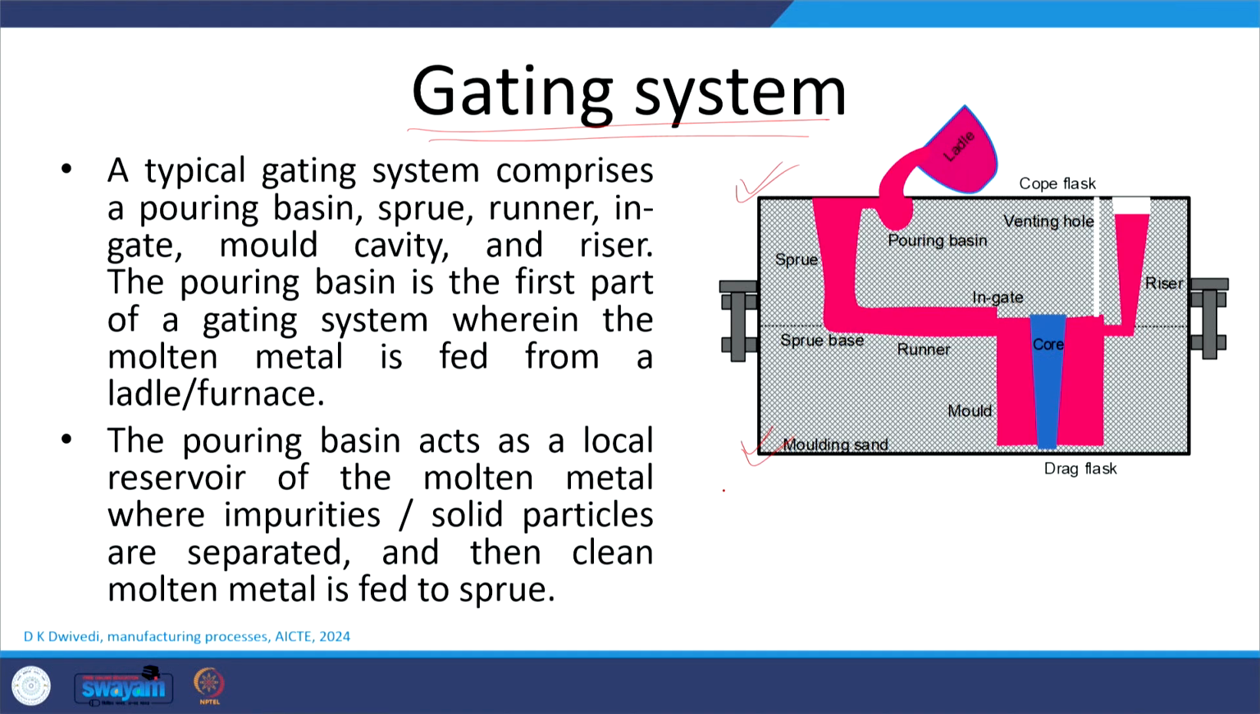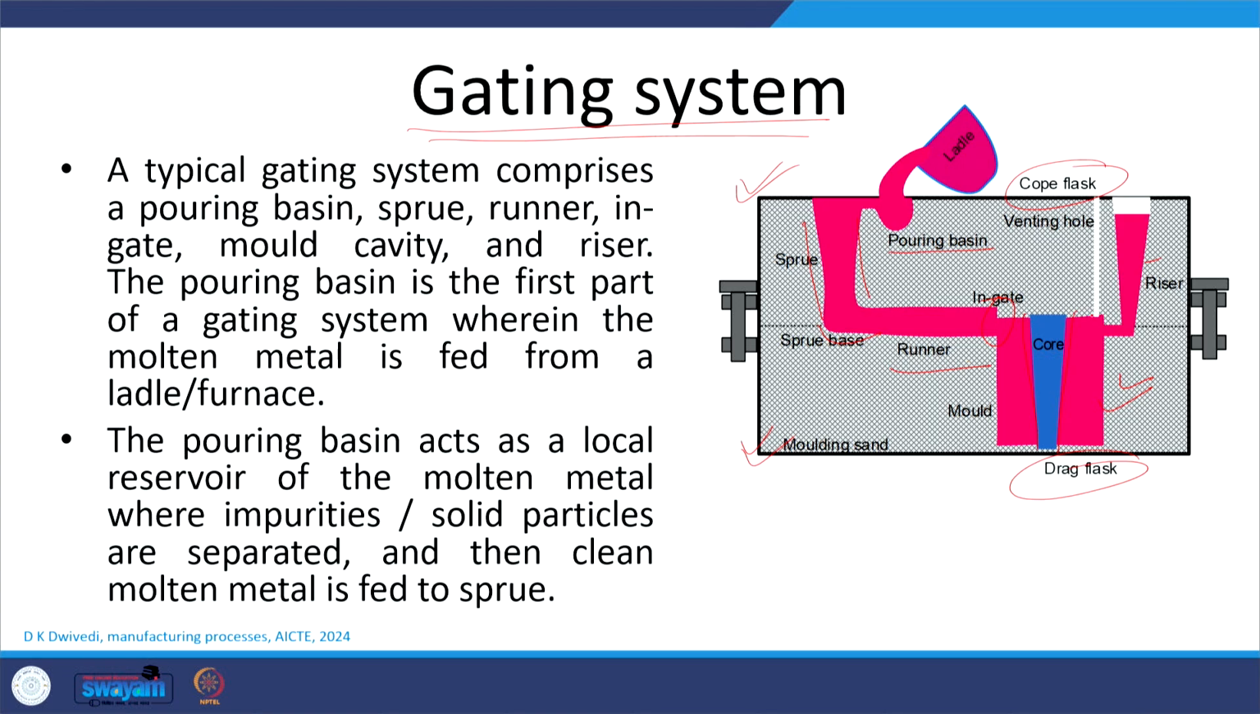For complex castings, there can be three flasks also. The top flask is known as the cope flask, and the lower one is the drag flask. The molding sand is packed in the presence of the pattern, and then the pattern is taken out, and all these geometric features are created: pouring basin, sprue, sprue base, runner, ingate, then mold, and the core, and riser. So these are the important components.